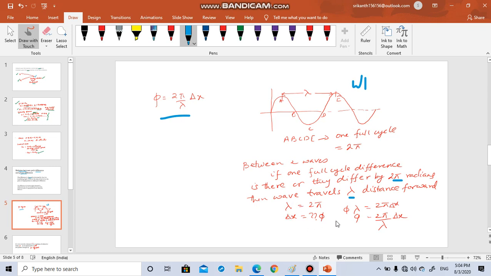If delta x is the path difference, then what is the value of phi? Just cross multiply. Phi into lambda is equal to 2 pi into delta x, or phi is equal to 2 pi by lambda into delta x. So the important expression is, you have to remember this expression. If you know the path difference, you can calculate the phase difference. If you know the phase difference, you can calculate the path difference.